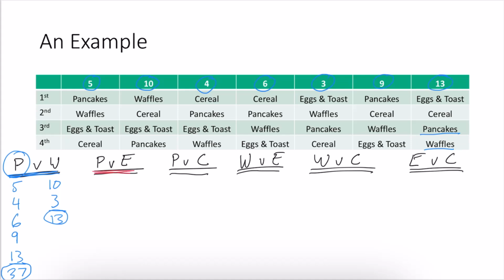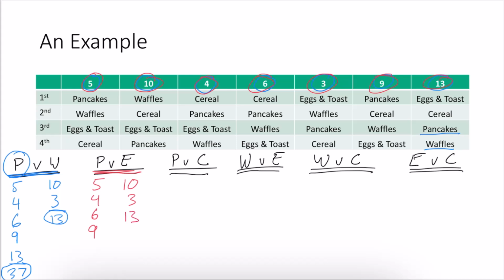Then for the second pair, these 5 votes are going to go to pancakes. These 10 votes are going to go to eggs and toast. These 4 votes are going to go to pancakes. These 6 votes will also go to pancakes. These 3 votes will go to eggs and toast. These 9 votes will go to pancakes. And these 13 votes will go to eggs and toast.